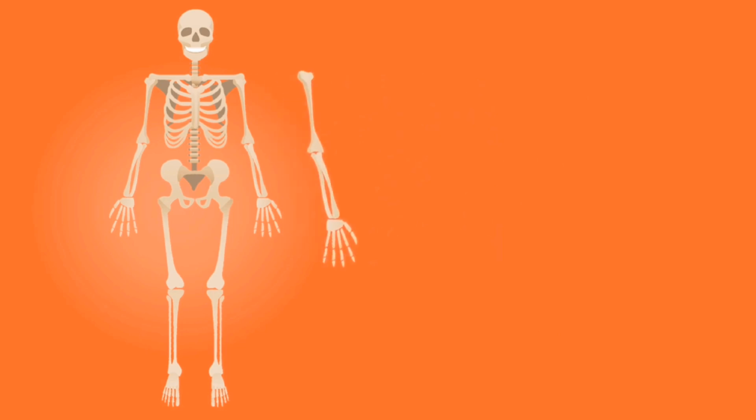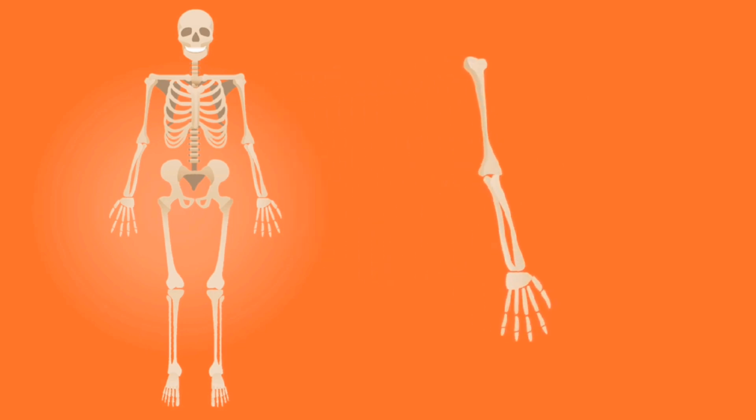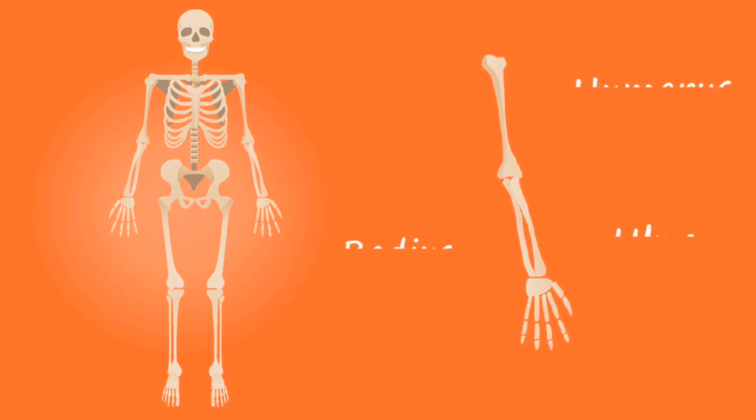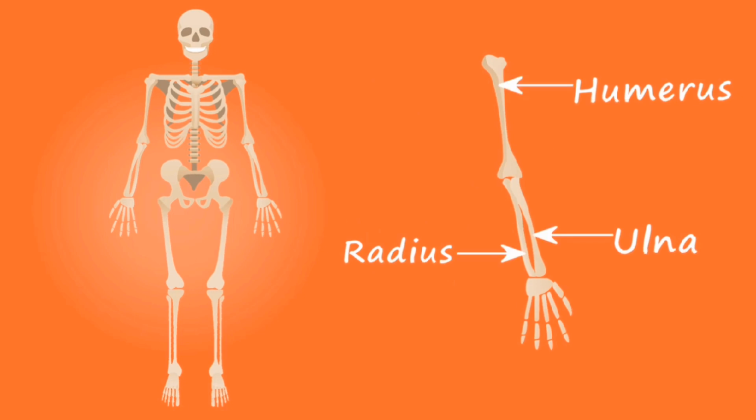Radius. The radius or radial bone is one of the 2 large bones of the forearm, the other being the ulna. It extends from the lateral side of the elbow to the thumb side of the wrist and runs parallel to the ulna. The ulna is longer than the radius, but the radius is thicker.